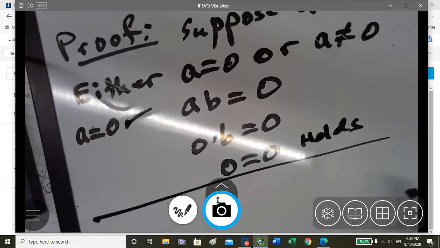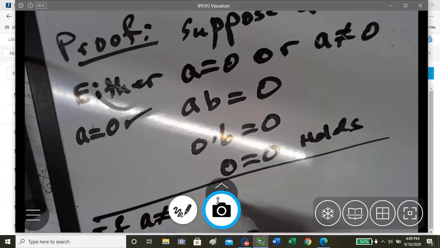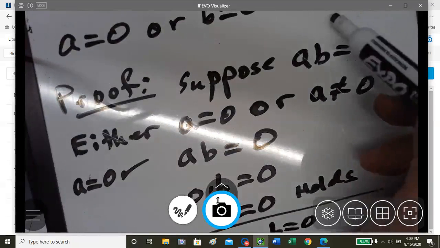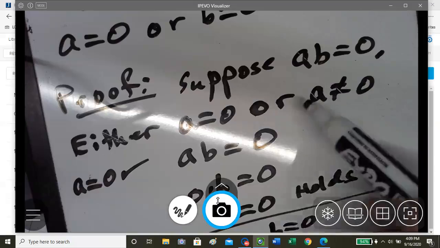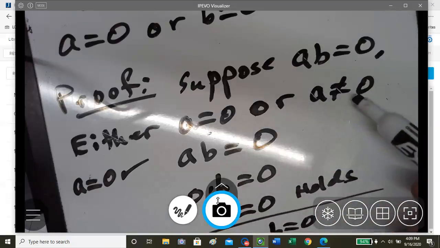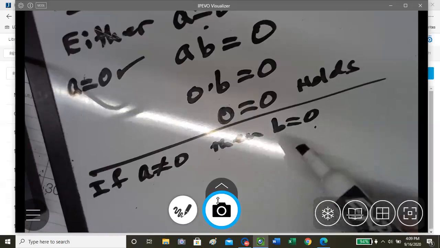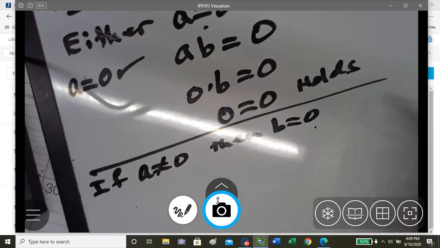Okay, so now let's look at if a does not equal 0, then b must equal 0. The theorem doesn't state if a equals 0 or a does not equal 0. It doesn't state that b equals 0, but if a does not equal 0, then b must equal 0 for ab to equal 0.